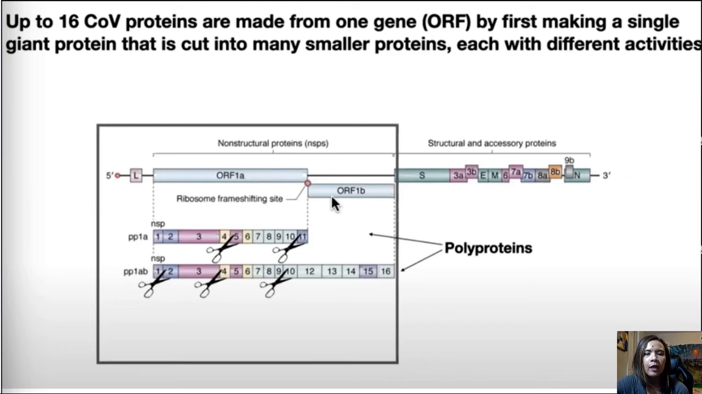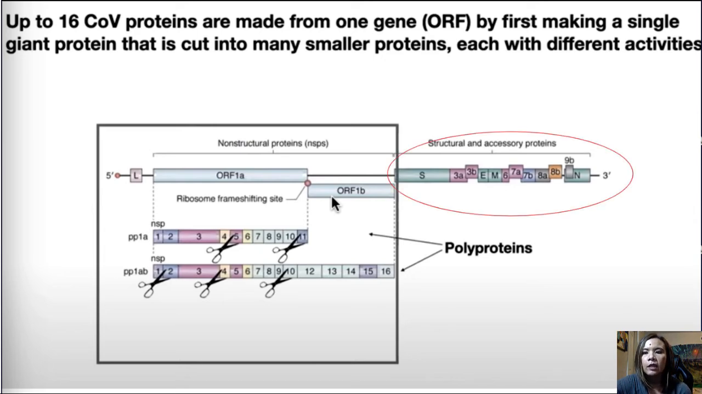polyproteins. Now, these proteins are separated by what we call molecular scissors, and the virus encodes its own protease enzyme that clips along these polyproteins into individual proteins to do their own activities. So it is actually a target for antiviral drugs, and this is just one strategy for the coronavirus to get 16 or more proteins.